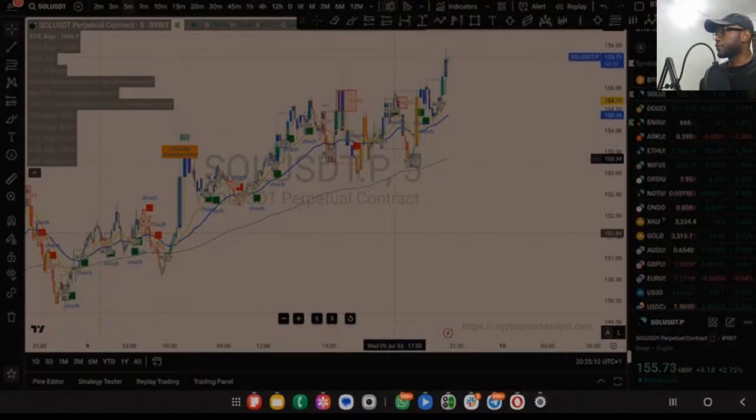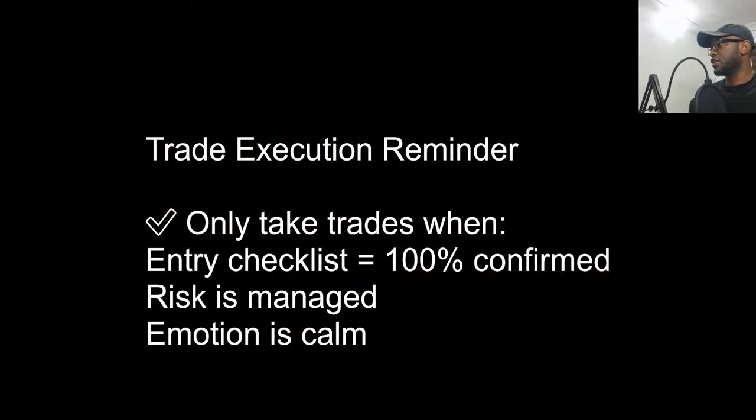And another thing I was saying is ensure that your emotion is calm. You want to have calm emotion when you're trading. If you're not calm, you are potentially going to lose.